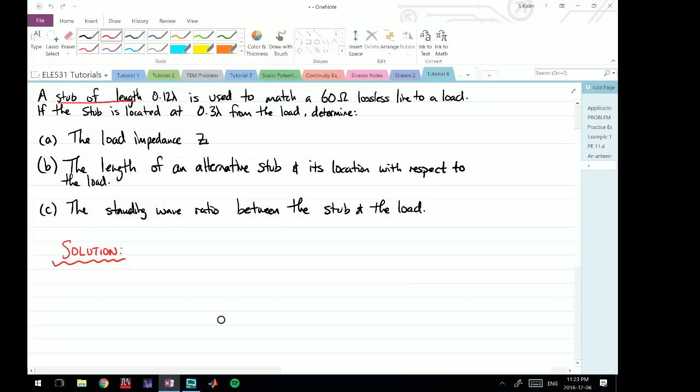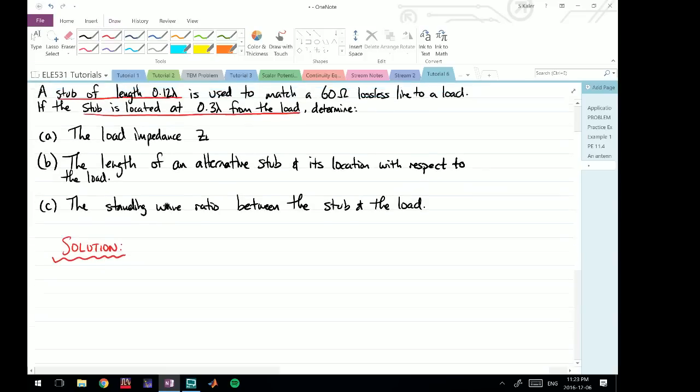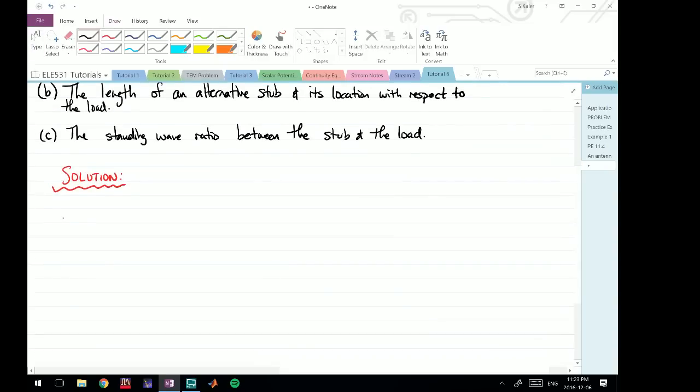You have a stub of length 0.12, and the stub is located at 0.3 from the load. These two pieces of information are going to help us solve the problem. Without them, we can do absolutely nothing. So we'll start with part A. If you recall, the length of the stub we define as d, so that's going to be 0.12 lambda, and the distance from the load, which we define as L, is going to be 0.3 lambda. But what did we actually define these things as in terms of the Smith chart?